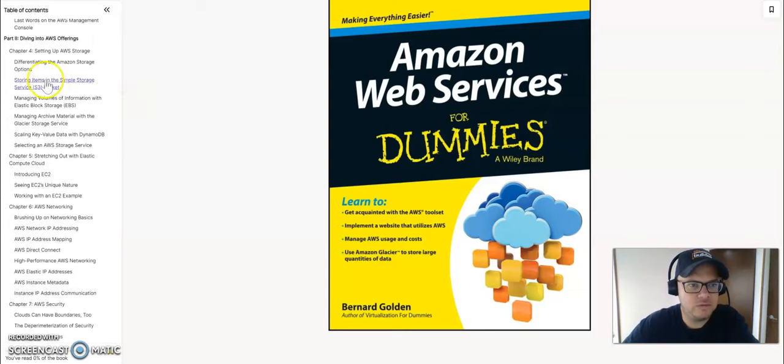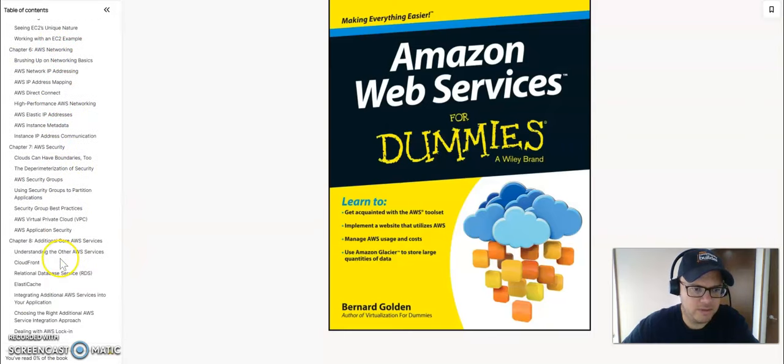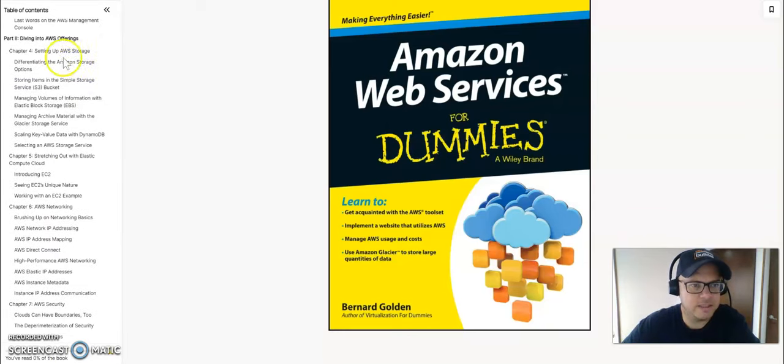Then on part two, you will have the setting up of the AWS storage, the stretching out of Elastic Compute Cloud, the AWS networking, and the AWS security, plus additional core AWS services. Basically it's everything regarding how you work with AWS: how you set up your storage, how you work with S3 buckets, how you work with EBS, the Elastic Block Store, how you work with scaling for DynamoDB, and the best way to select the AWS storage that you are going to need.